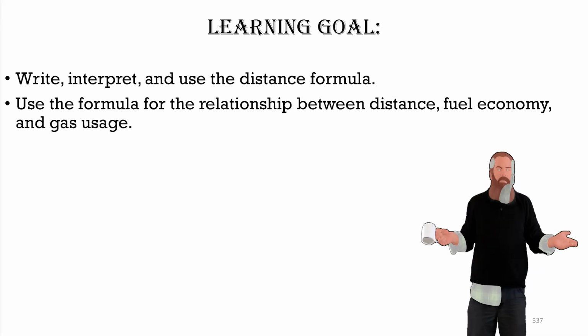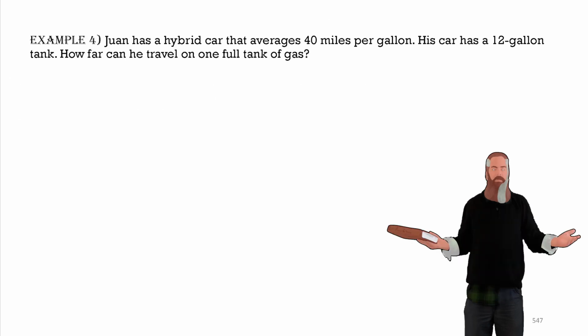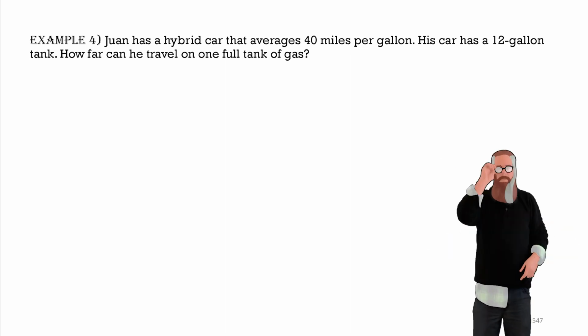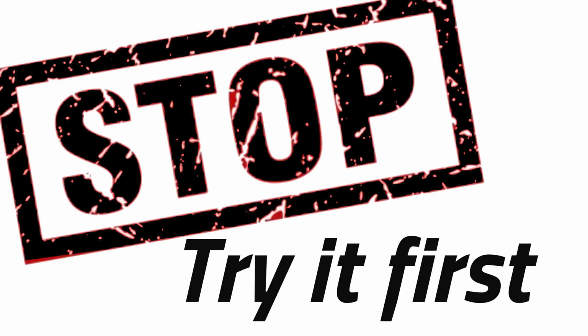Now, let's use the formula for the relationship between distance, fuel economy, and gas usage. Julian has a hybrid car that averages 40 miles per gallon. His car has a 12-gallon tank. How far can he travel on a full tank of gas?